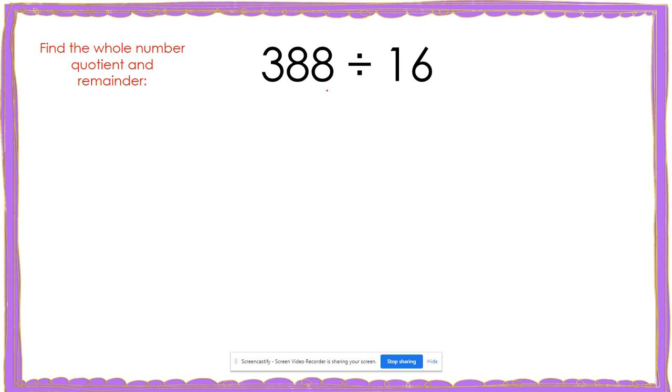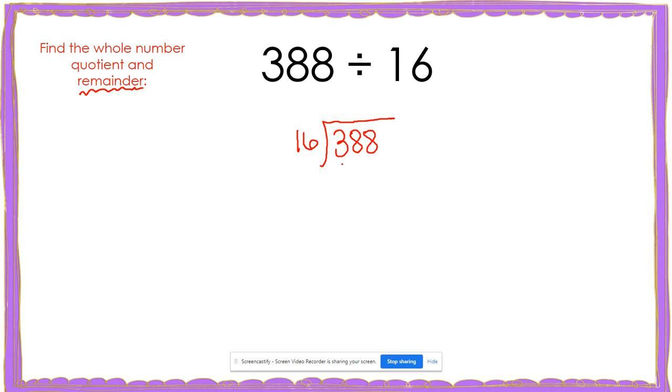Now this problem says 388 divided by 16. So I have a dividend of 388, which I'm going to divide by the divisor of 16. Now when I look at this problem, it does say find the whole number quotient and the remainder. If there is a remainder, that means that 16 will not evenly go into 388, and we will have some left over. So let's see what we get.